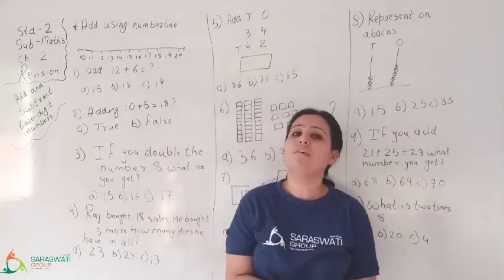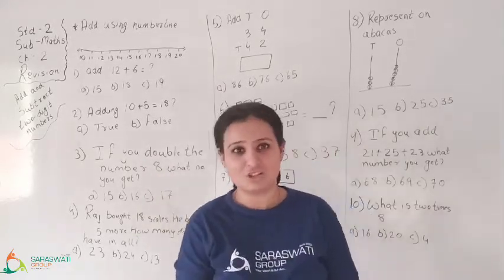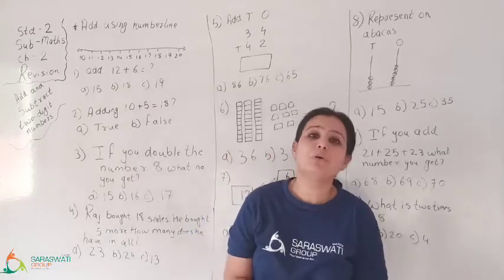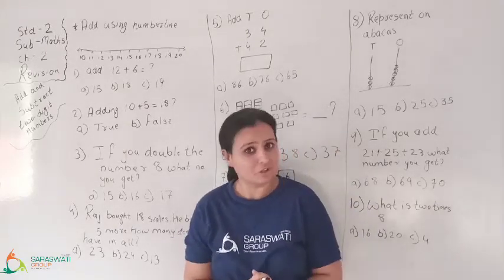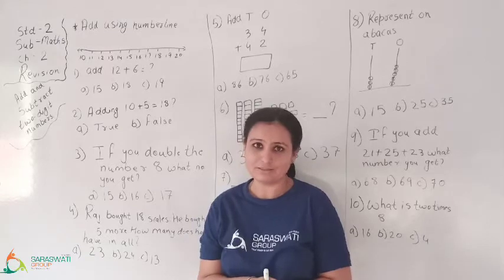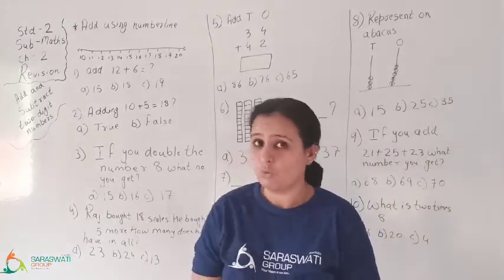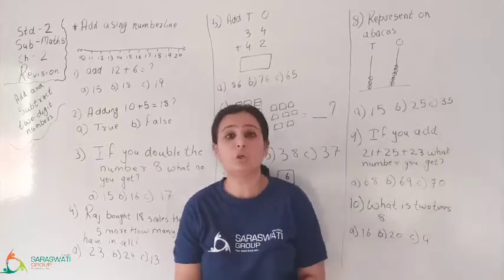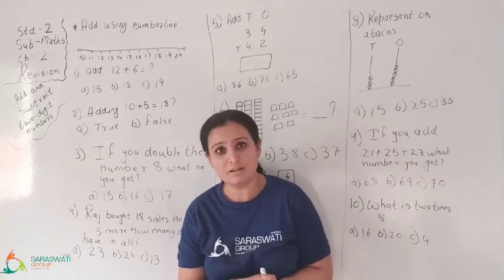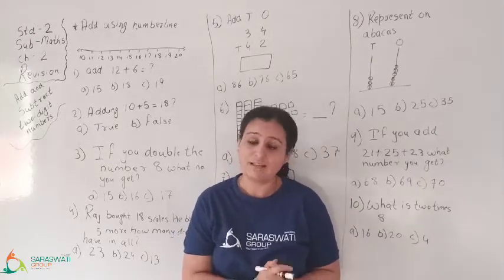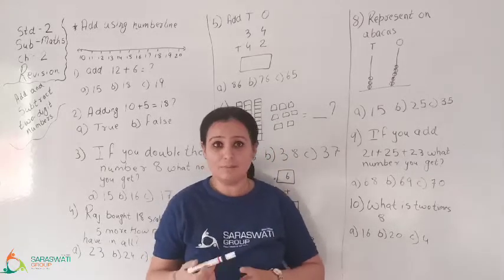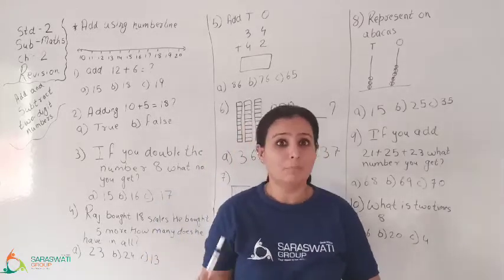Children, today we are meeting for our revision session of chapter number 2, addition and subtraction of two-digit numbers. In this chapter we are going to learn two things. One is addition and the other is subtraction. We have already learned addition, but let us learn it in brief.